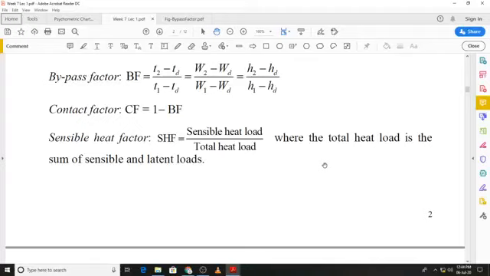The contact factor is just the opposite of bypass factor. It shows how efficient the coil is, and that will be 1 minus the bypass factor. The sensible heat factor is defined as the sensible heat load by total heat load, and this factor will exist for any process in which sensible as well as latent energy transfer takes place.